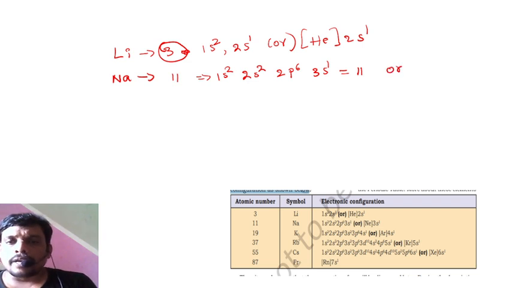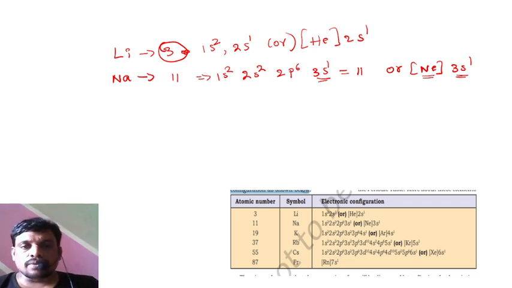It also can be mentioned as, let us take neon. The next coming element before this series is neon, and neon plus 3s1. The 3s orbital actually came here. Let us take neon with atomic number 10. So 10 plus 1 is 11. That also can be mentioned. Next one is potassium.